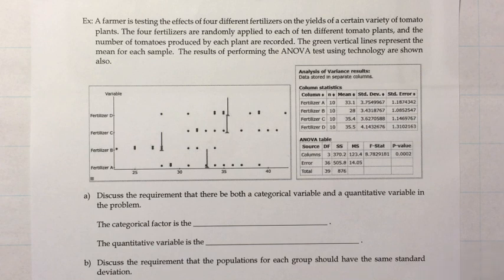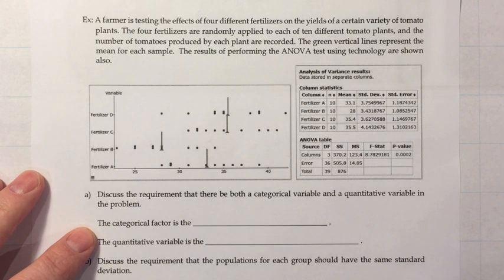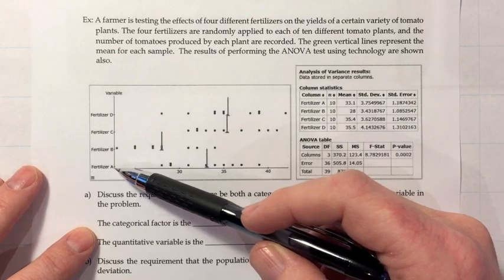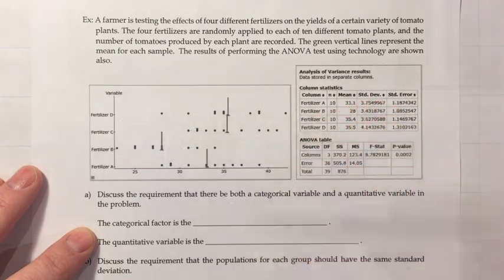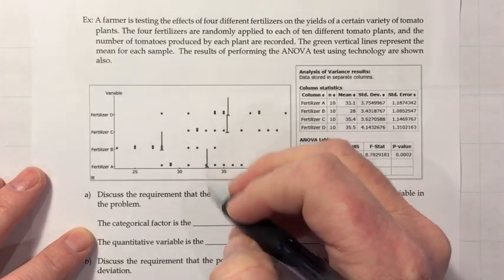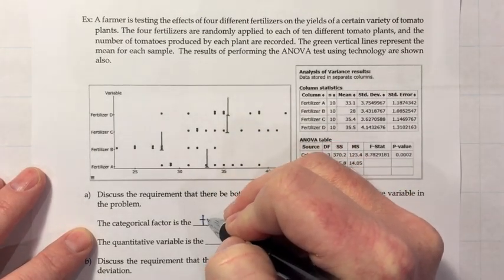So part A, discuss the requirement that there be both a categorical variable and a quantitative variable in this problem. So the categorical variable would generally be some word factor. So that could be like brand names. In this case, they're kind of generic: fertilizer A, fertilizer B, fertilizer C, fertilizer D. But the categorical factor is the type of fertilizer.